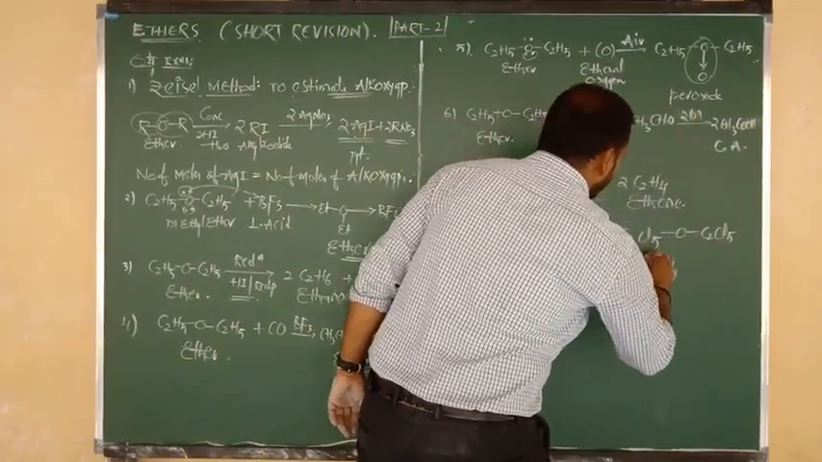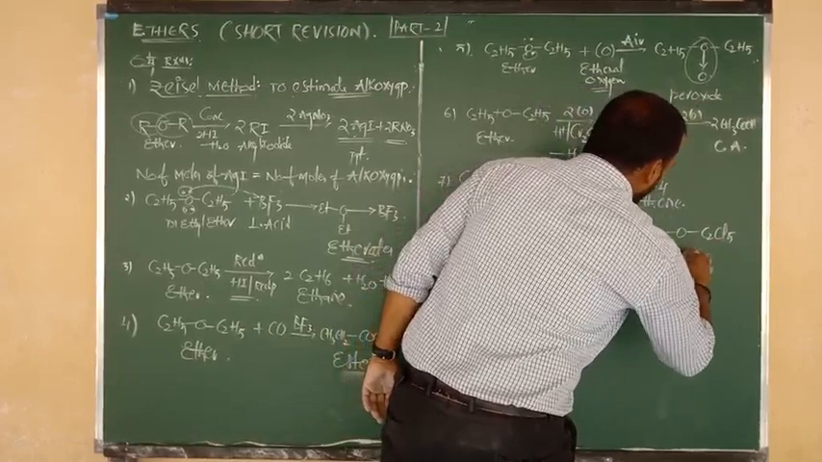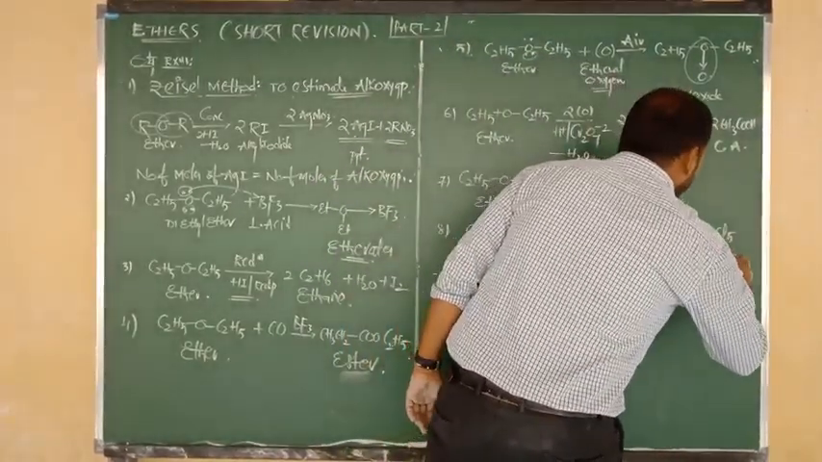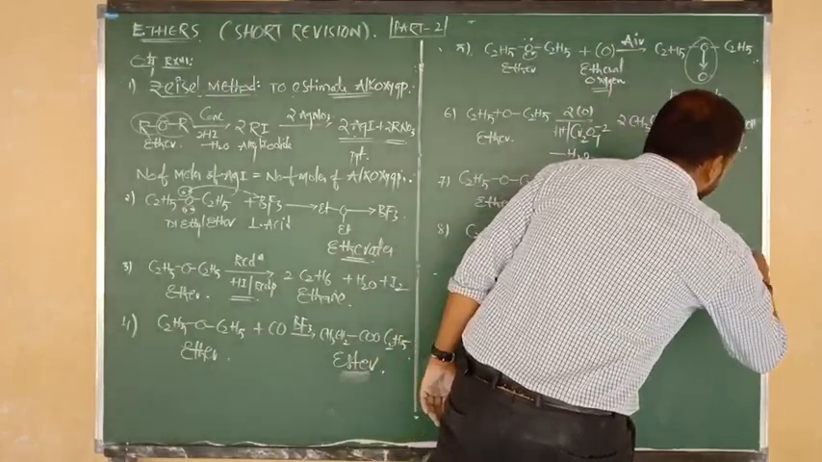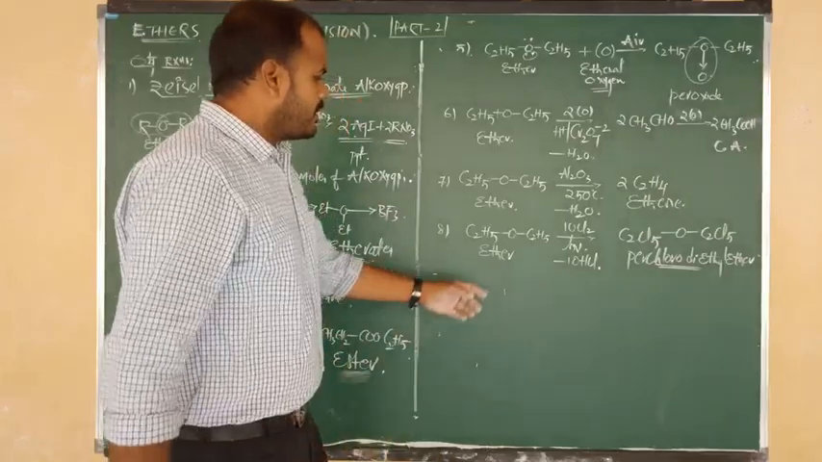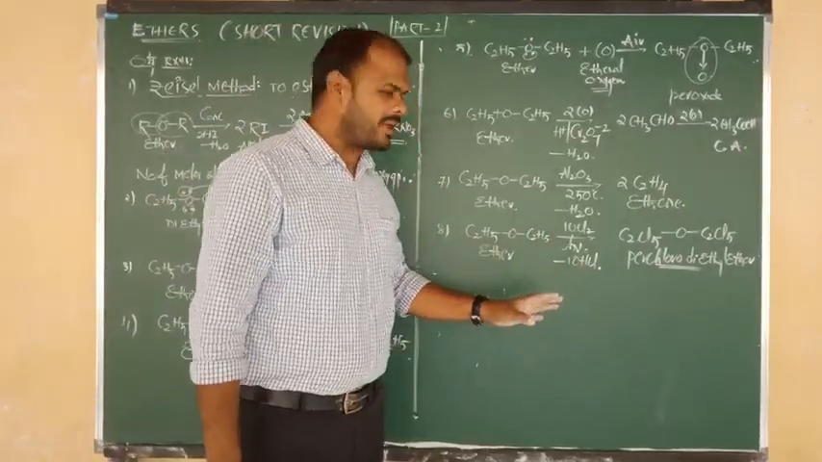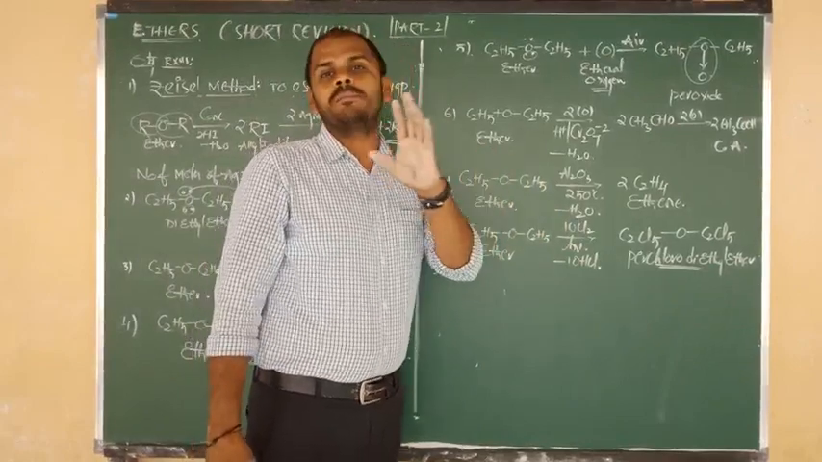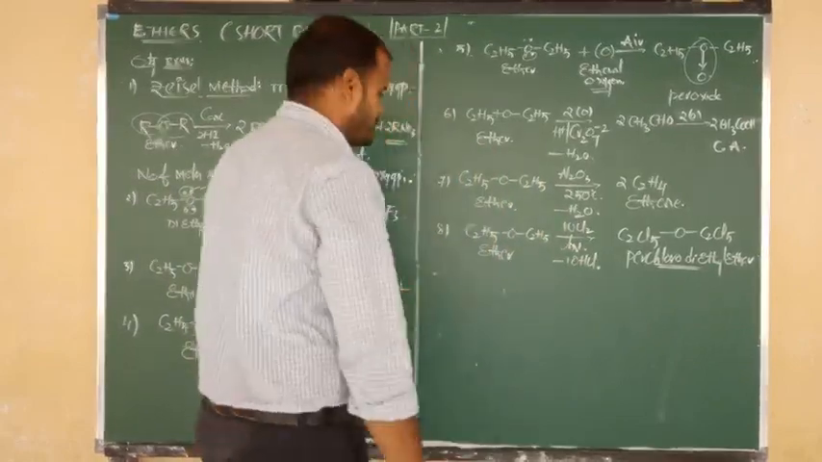The name of this product is perchloro diethyl ether. So this is the reaction in the case of chlorination in presence of sunlight. Now, chlorination in dark condition. What will be the product?